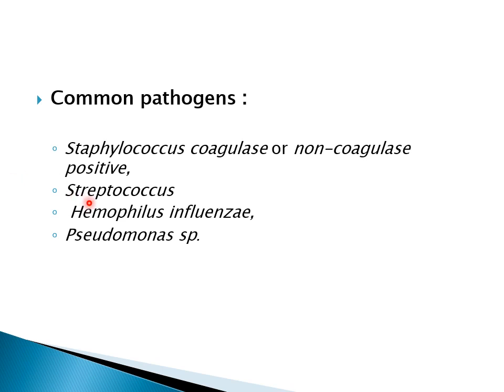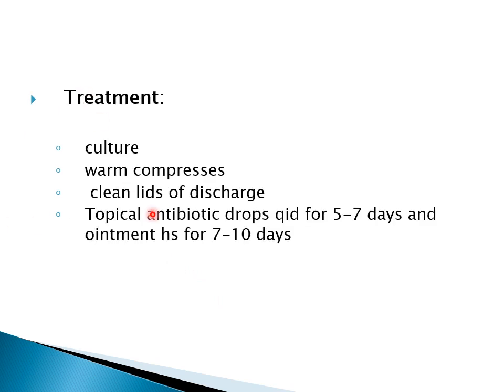The bacterial conjunctivitis is commonly caused by Staphylococcus, coagulase staph, Streptococcus, Haemophilus, and rarely Pseudomonas species. How do we treat it? Culture, not necessarily all the time. Most of the time we need to do warm compresses, cleaning the lids of discharge, and using a topical antibiotic for 7 to 10 days in the form of drops and eye ointment.